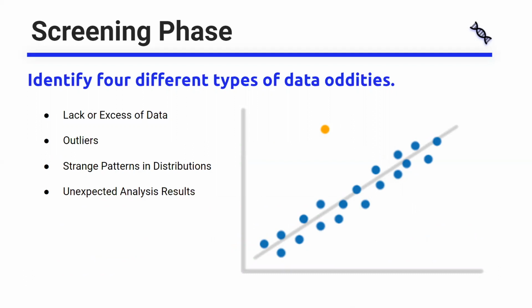Thanks, Pranjal. So the first step in the clinical data cleaning process is the screening phase. The goal of this phase is to identify 4 different types of data oddities. These oddities are lack or excess of data, outliers, strange patterns in some of our distributions, or unexpected analysis results.